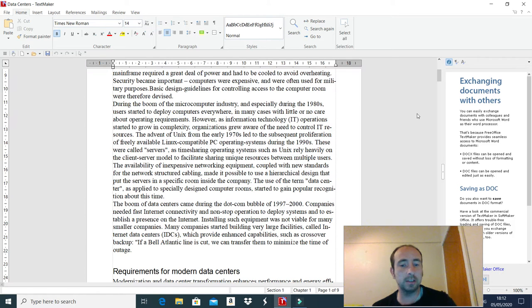The boom of data centers came during the dot-com bubble of 1997-2000. Companies needed fast internet connectivity and non-stop operation to deploy systems to establish a presence on the internet. Installing such equipment was not viable for many smaller companies. Many companies started building very large facilities called Internet Data Centers, IDCs, which provide enhanced capabilities such as crossover backup. If a Bell Atlantic line is cut, we can transfer them to minimize time of outage.